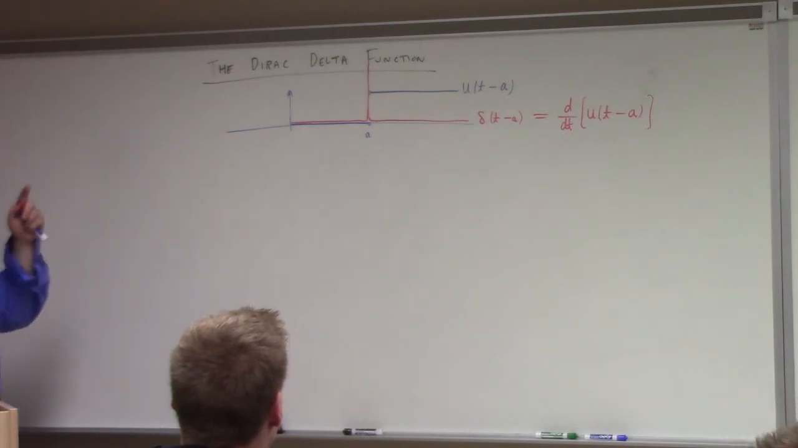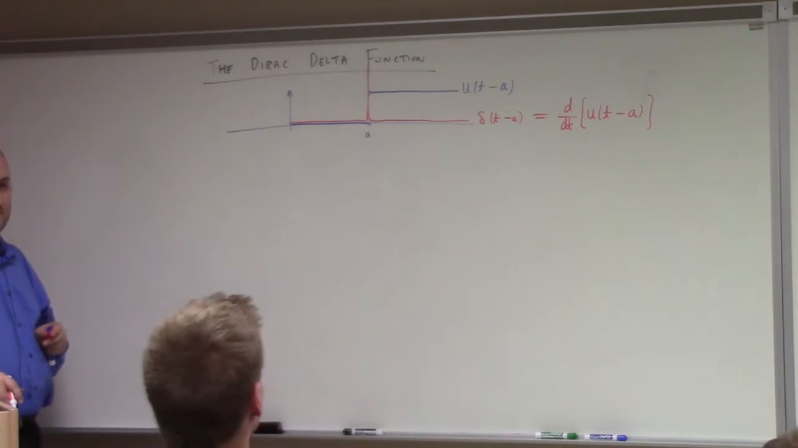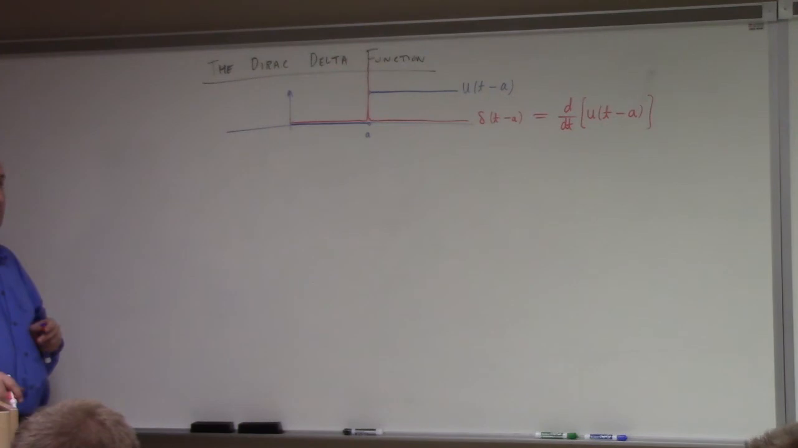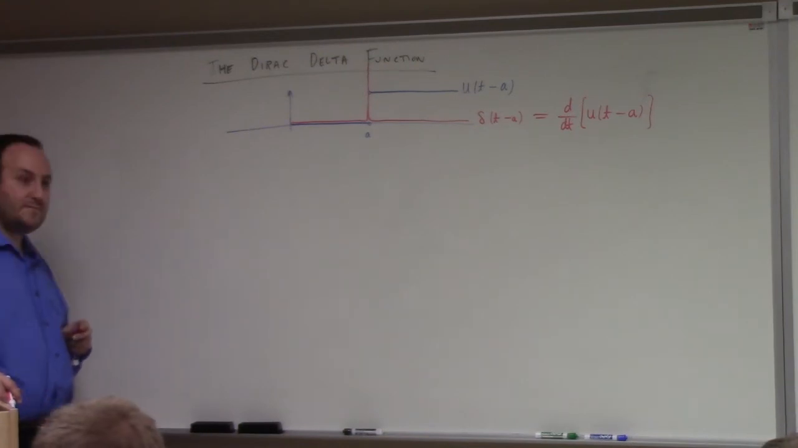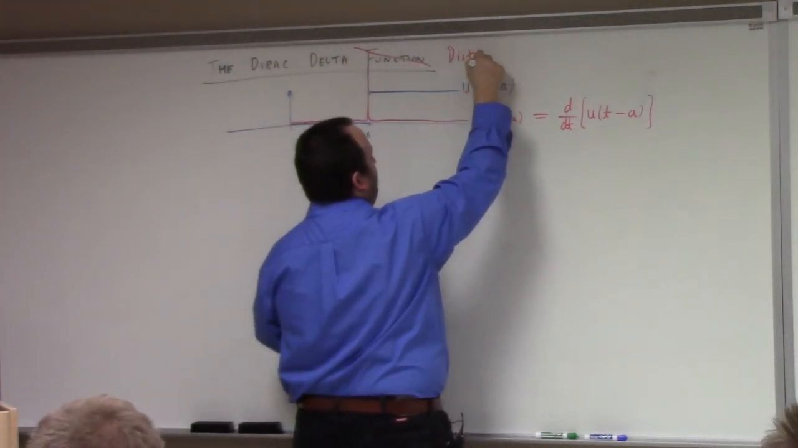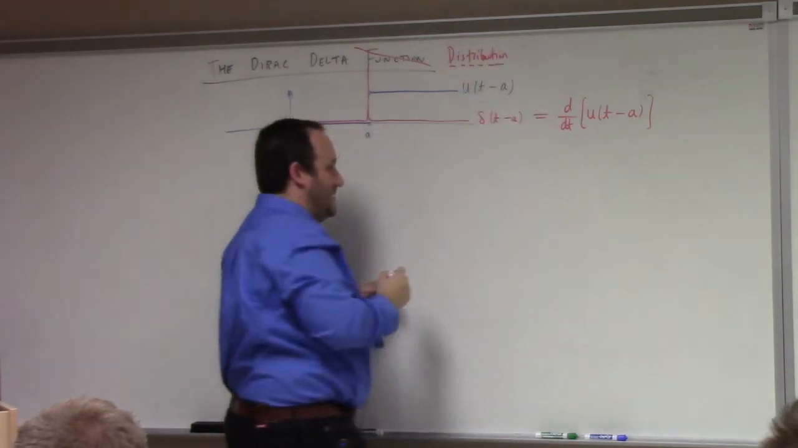I should be putting air quotes all over what I'm saying because, of course, you cannot differentiate a discontinuous function. Right? Differentiability implies continuity. This we try to teach you in Calculus 1. And the unit step function definitely has a discontinuity. So this Dirac delta function is not actually a function. It's more properly a distribution. Distributions are generalizations of functions which obey related but not quite the same rules.